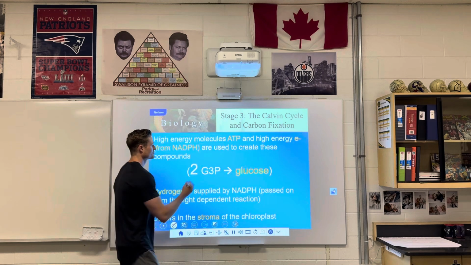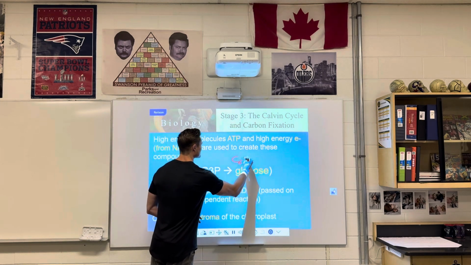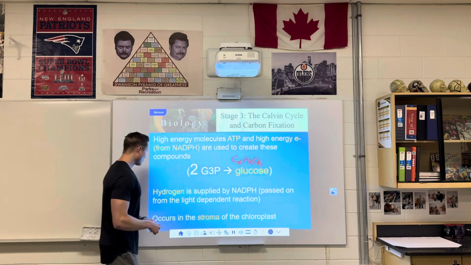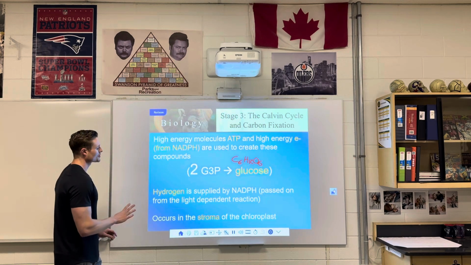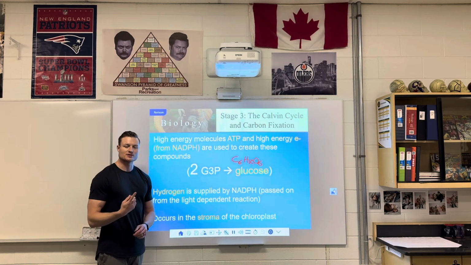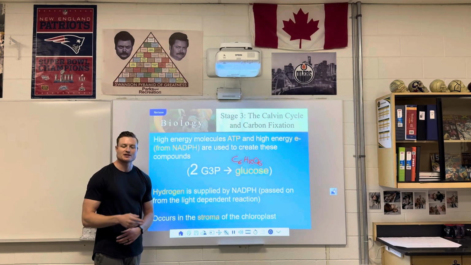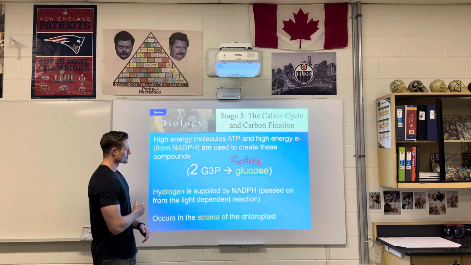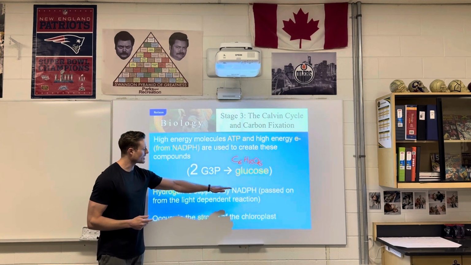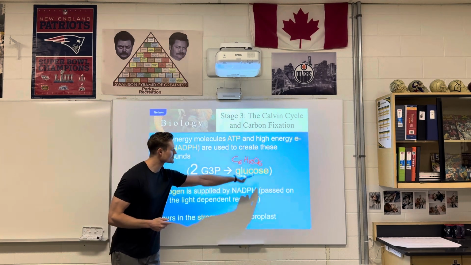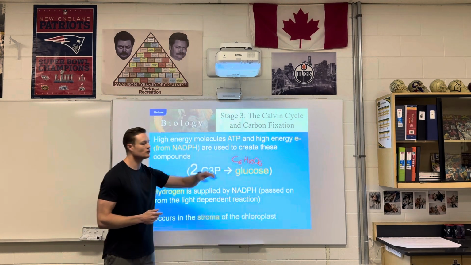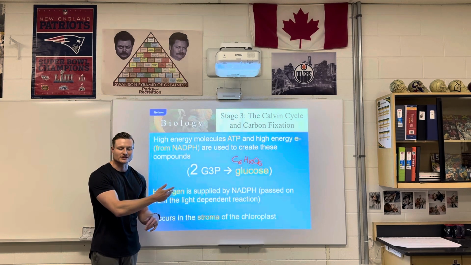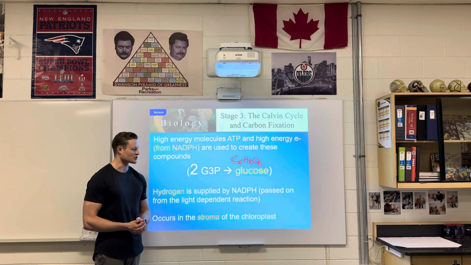Now the hydrogen, if you look at the actual, I'll even draw this for you here. So glucose, C6H12O6. What does that mean? It means one molecule of glucose has 6 carbons, 12 hydrogens, and 6 oxygens. The hydrogen is supplied directly by the NADPH. It gives off the H to create the glucose. It'll also give off some electrons needed to make that reaction.